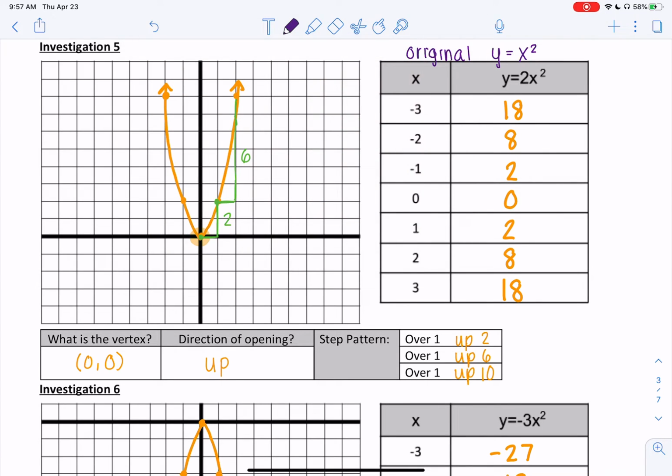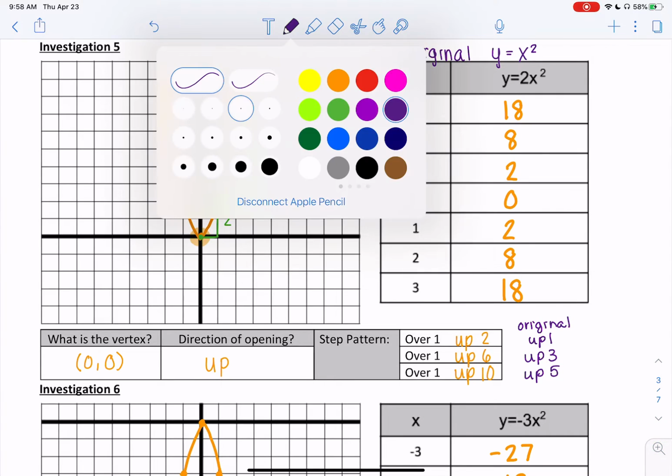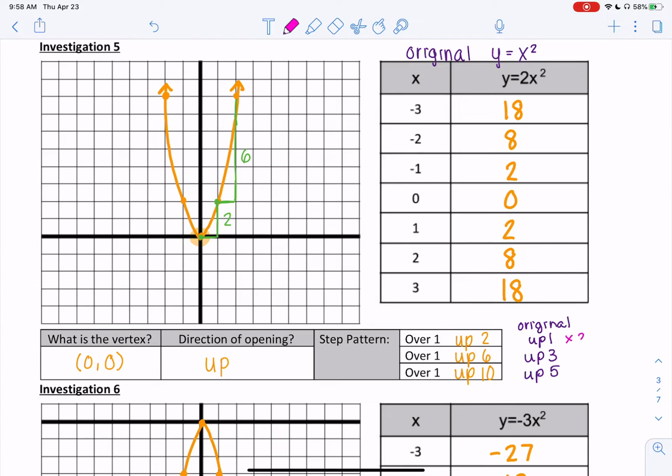Well, those are our original one, which was over 1, up 1, over 1, up 3, over 1, up 5. But what we've done to all of those numbers is we have multiplied by 2. And where I got that number 2 from is up here in the equation. So that is what that number 2 is doing in the front.